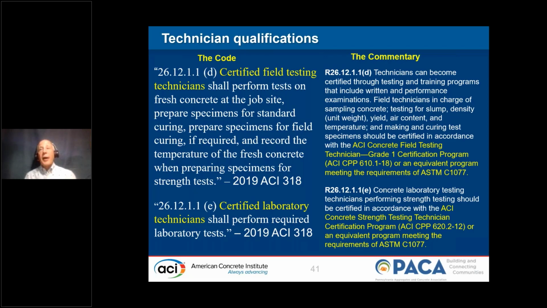And the programs that best fit that are the ACI Concrete Field Testing Technician Grade 1 or Concrete Strength Testing Technician program. Now, there's other programs that do a good job of that. Washington State has one, District of Columbia has another one, but they meet the requirements of C1077 that calls for independent third-party monitoring of a written test and independent third-party qualification or verification that that technician can do all the required steps in a very detailed performance part. The testing agencies cannot certify their own personnel and meet these requirements. It must be independent third party. And the best way to do that is with the ACI programs.